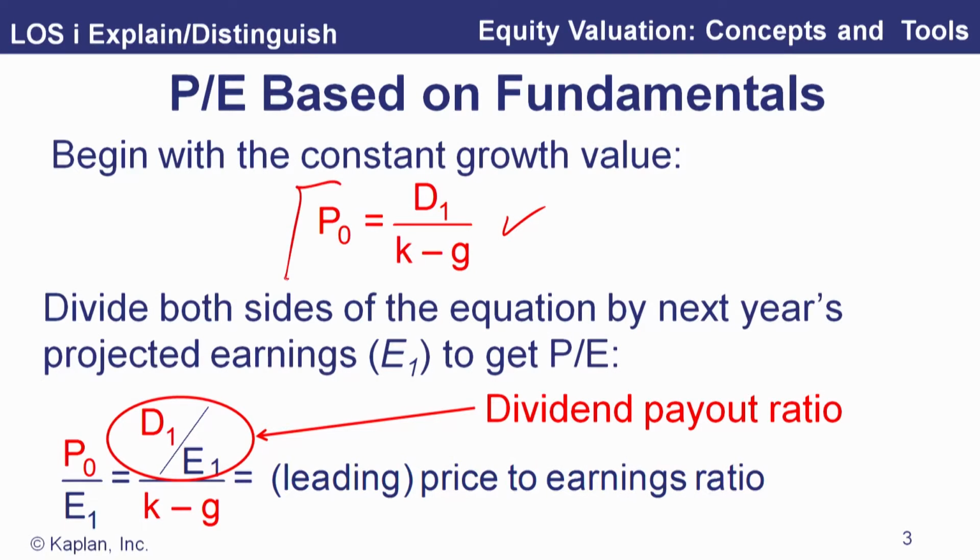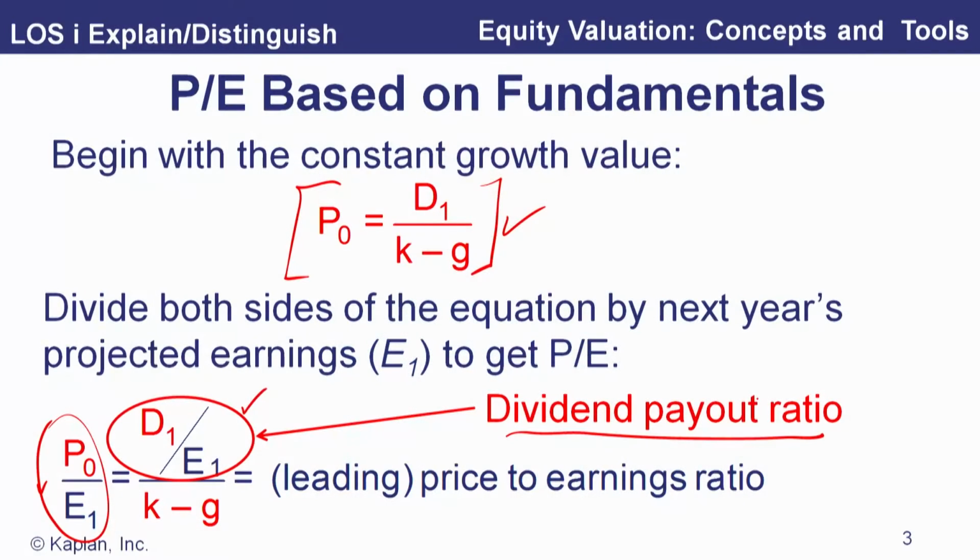Now the mathematics is very straightforward. We start and say, okay, if the stock is valued like this, then let's just divide both sides of the equation by next year's earnings. And so we divide P0 by that, and we get this leading or forward-looking price-earnings ratio right here. And what we end up with in the numerator is our dividend payout ratio: the dividends we expect next year divided by next year's expected earnings. So that's the dividend payout ratio, and the dividend payout ratio, the required return on equity, and the constant future growth rate all enter into this fundamental PE.